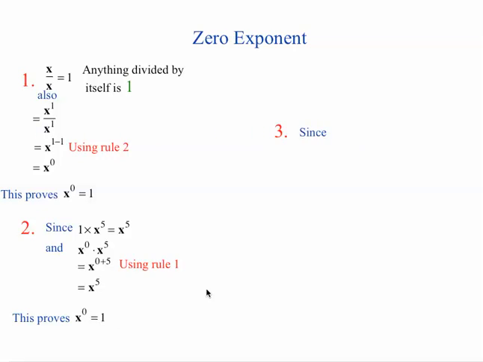Here's another example. Since x to the 9 divided by 1 is x to the 9, and since x to the 9 divided by x to the 0, subtract the exponents, is x to the 9, this shows that dividing by x to the 0 is the same as dividing by 1, which proves that x to the 0 is 1.